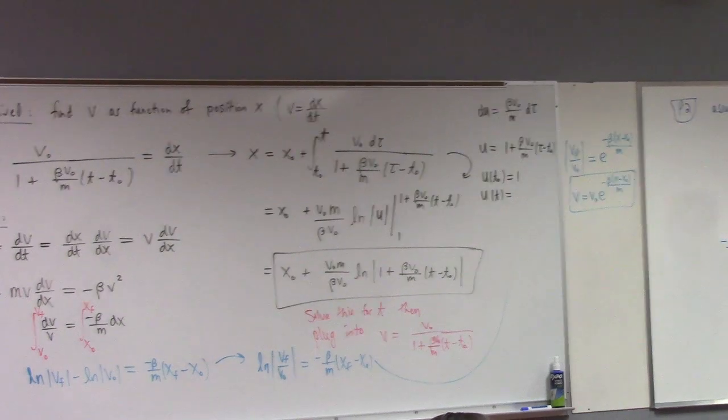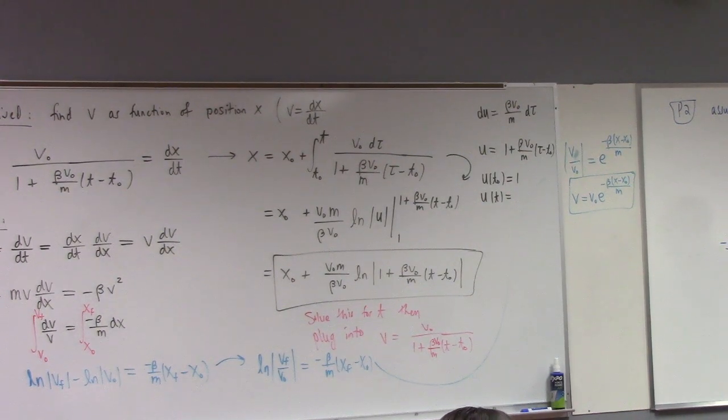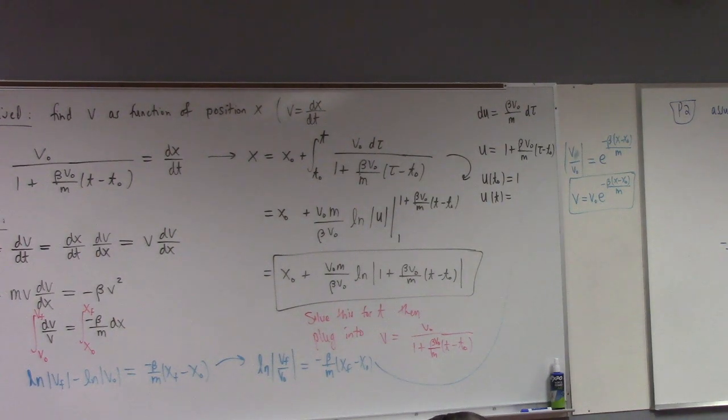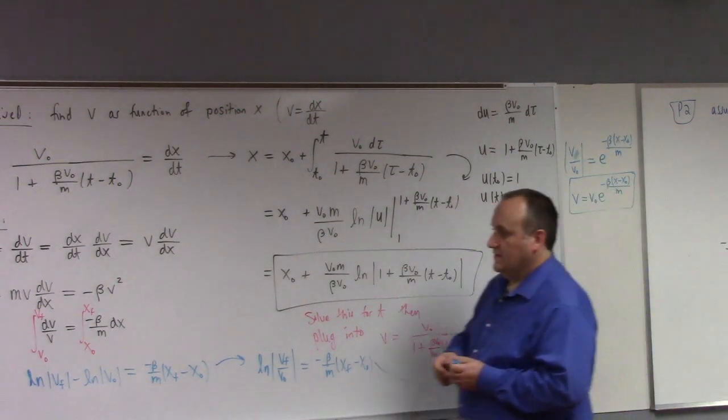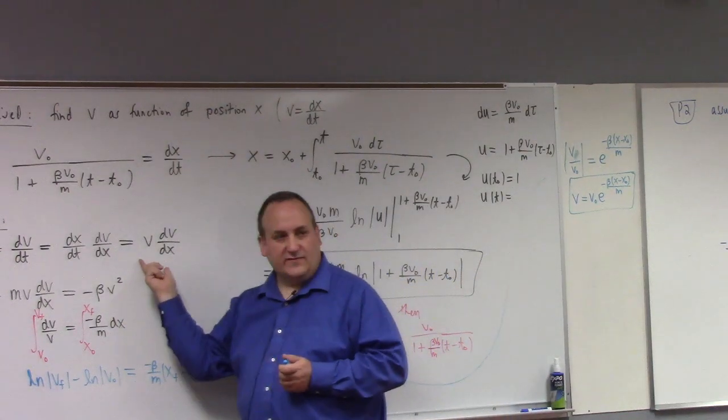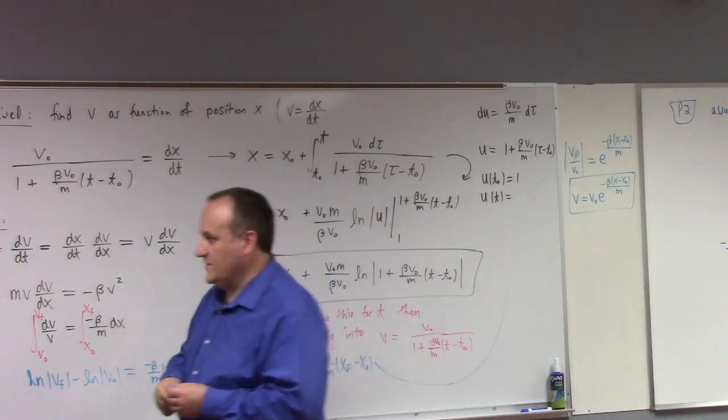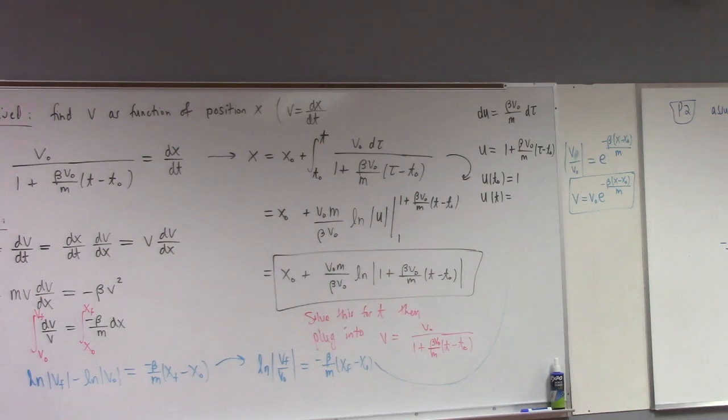And I mean, I exponentiated both sides, right? E to the natural log is the thing inside the natural log. Are we good? So if I ask you to find the velocity as a function of position, do not do what I started to do. Instead, use the acceleration as v dv dx trick. That will make things much easier for you. All right?